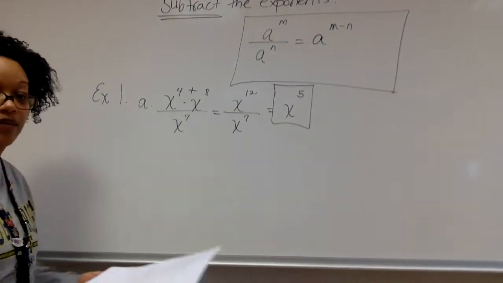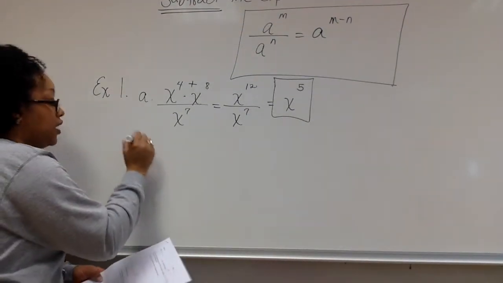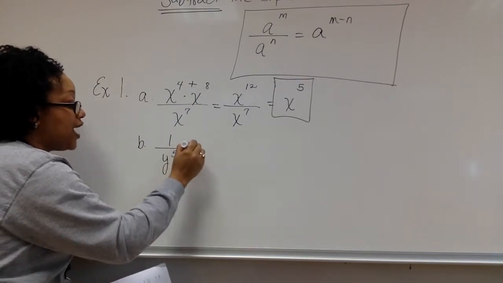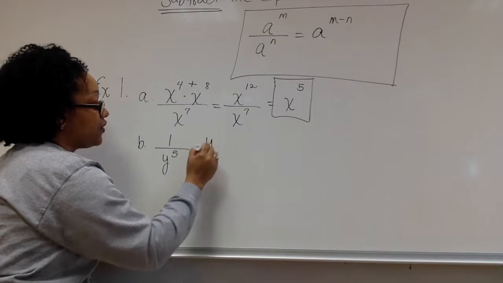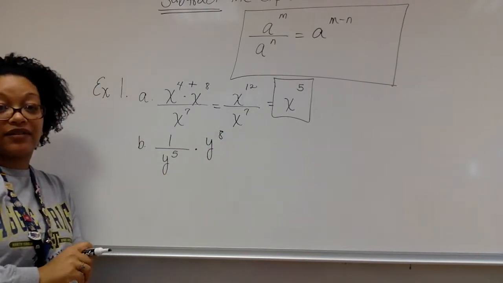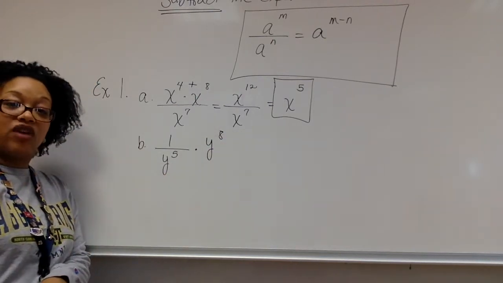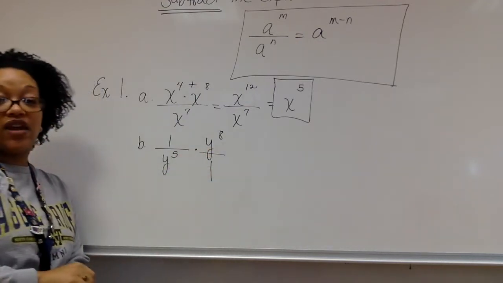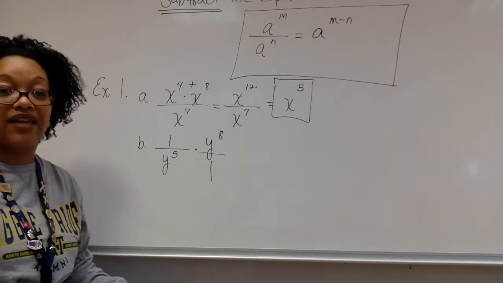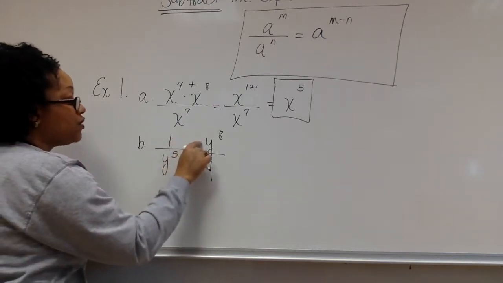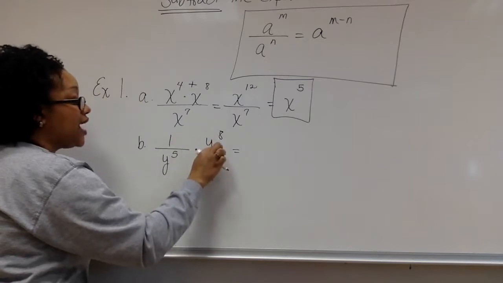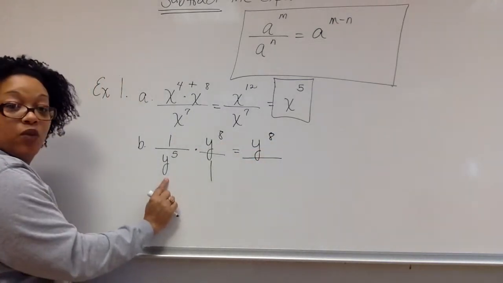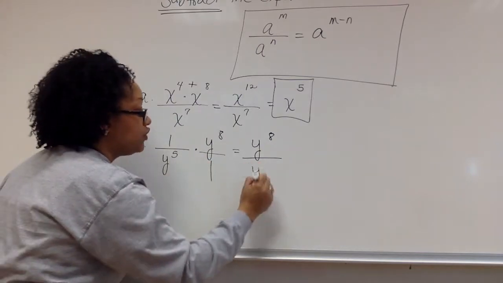Let me see if I can move this up. Here's letter B. You have 1 over y to the 5th times y to the 8th. Now, I've got the same like bases, and if I don't like the way it's written, you know that you could put a little 1 under there, right? It's still the same as y to the 8th. So if I multiply the numerators, that gives me 1 times y to the 8th, so that's just y to the 8th, divided by y to the 5th times 1, which is just y to the 5th.